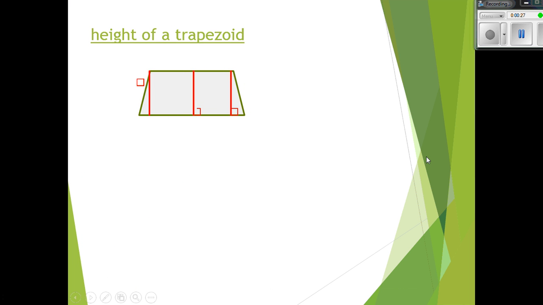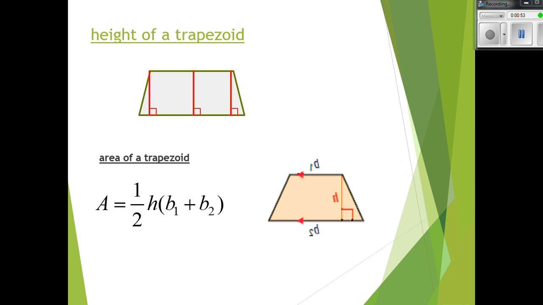So let's start off by talking about the height of a trapezoid. The height of a trapezoid has to be found by making that perpendicular 90-degree drop down. So there's lots of places that we can drop a 90-degree angle and find the height of a trapezoid. The area of a trapezoid is equal to 1/2 the height, so h is your height, times base 1 plus base 2. So B stands for base.